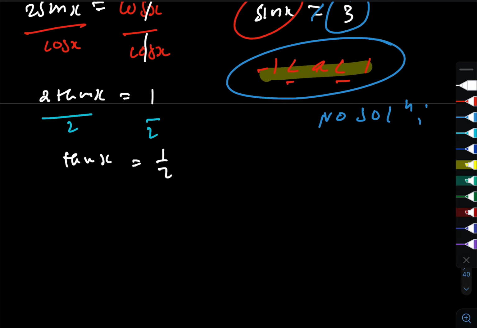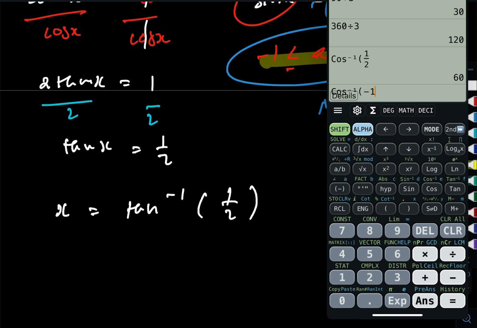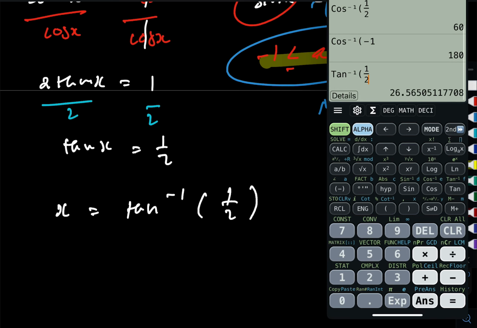Alright, so I'm just going to have to work with this one only. So the tangent x equals 1 over 2. So x equals the inverse tangent of a half. Pull out a calculator for that, and then you have shift tangent 1 over 2. If you have shift tangent 1 over 2, that's going to give you 26.56 degrees. So I'm just going to go ahead and write x equals 26.56 degrees.